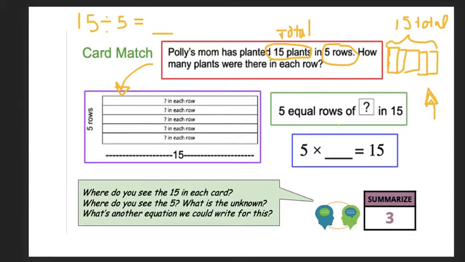5 equal rows of blank equals 15. Flipping that and using multiplication to help us out, so 5 times what equals 15. The first assignment for the week is essentially matching these story problems with the diagram and drawing that correlates exactly to what it's saying in the story problem.